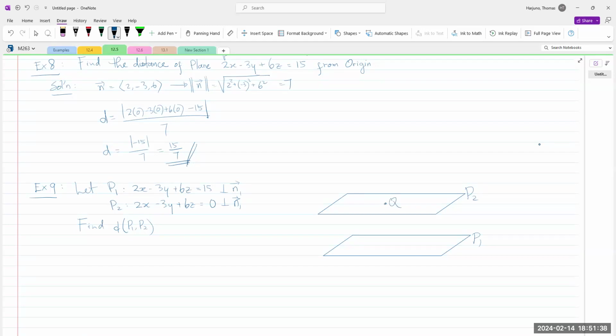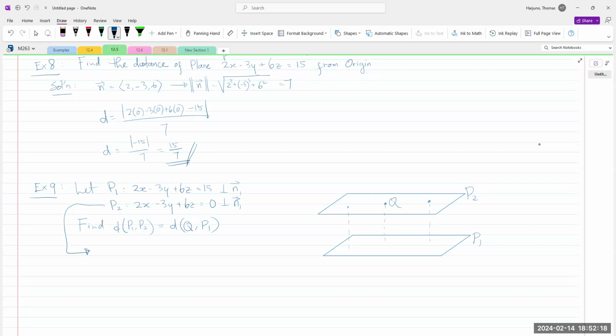Then the distance between these 2 planes equals the distance between point Q, which is in plane 2, and plane 1. Because however you choose a point on plane 2, the distance must be the same to plane 1. Remember, they're parallel, right? Now, notice that there are a lot of coordinates for point Q on plane 2. Let's choose one of them.